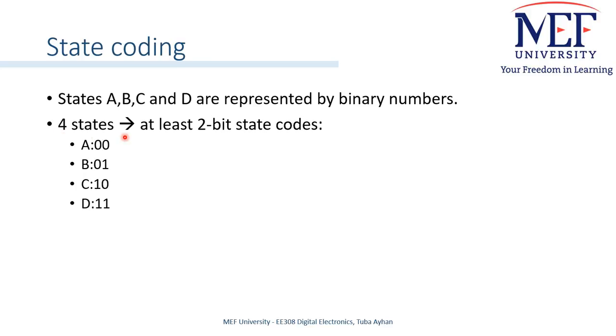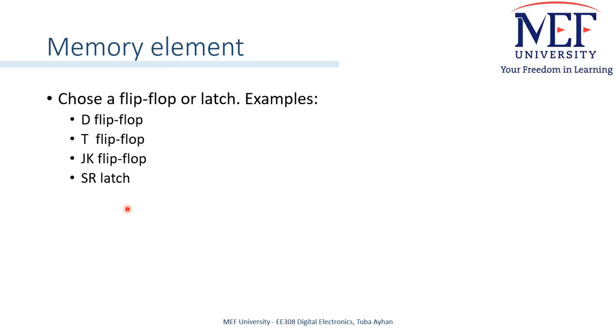The 4 states require at least 2 bits to be coded. For A, I have chosen 00, for B, 01, for C, 10, and for state D, I have chosen 11. Memory elements can be chosen among many of them. Here are some examples: D, T, or JK type flip-flops, or SR type latch.